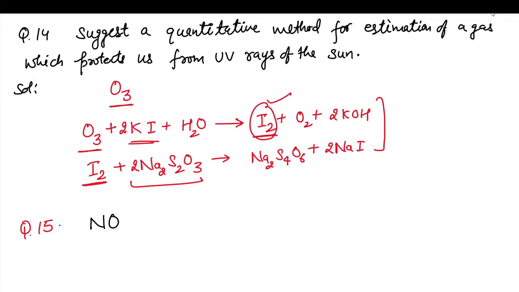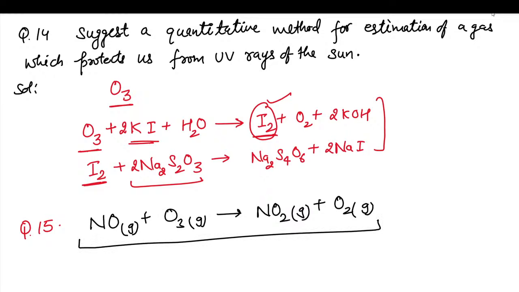Okay, so comment on this. NO present in this combines readily with ozone, forming O2 and NO2 gas, and therefore it depletes the concentration of ozone in the upper atmosphere. This is the reaction. Okay, so this is all about the questions of group 16.